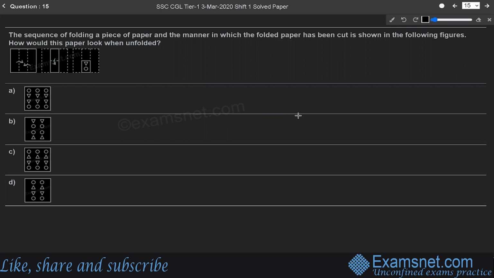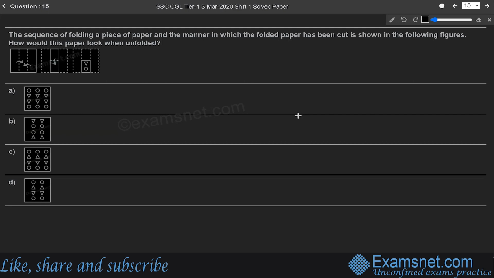In the first figure, the paper is folded from the left side to the right side. In the second figure, the paper is folded from up to down. And in the third figure, the folded paper has been cut into two different shapes, which are a triangle and a circle. We have to identify how this paper will look when we unfold it.